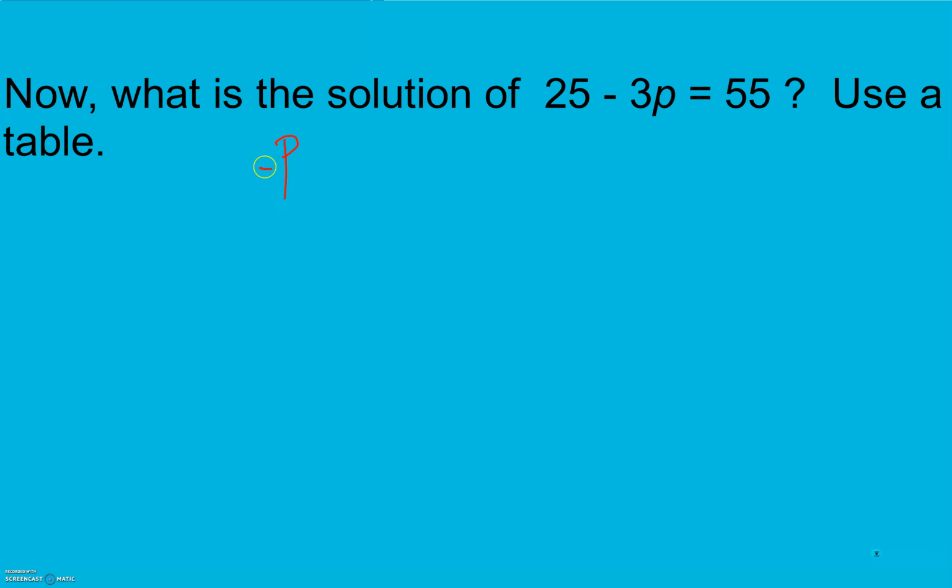My variable is p. I'm going to have a process or a work column. And what I'm looking for is for it to be 55. Again, I'm going to start with 0 and 1. And you don't have to. Those are just easy numbers to calculate. And they give us an idea if we're headed in the right direction or not.